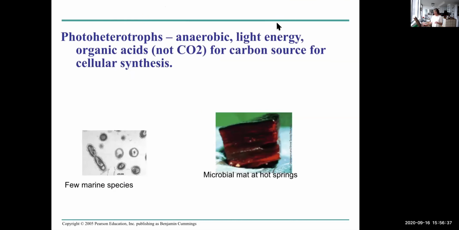Photoheterotrophs are somewhat rare. You don't tend to find them too much. Organisms that get energy from light, but ingest nutrients from other things. So there's very few marine species. These tend to live in very hot places. This is a microbial mat at a hot spring.